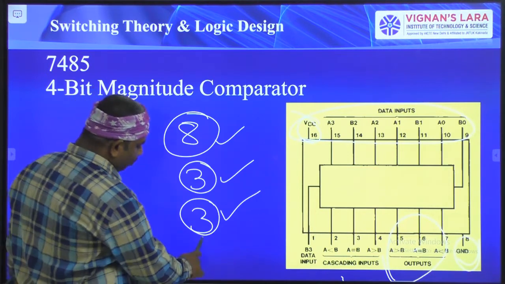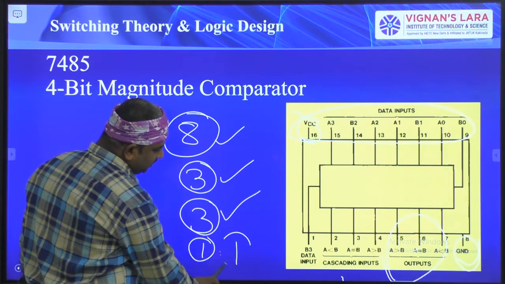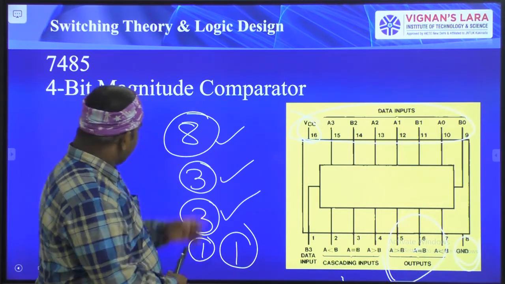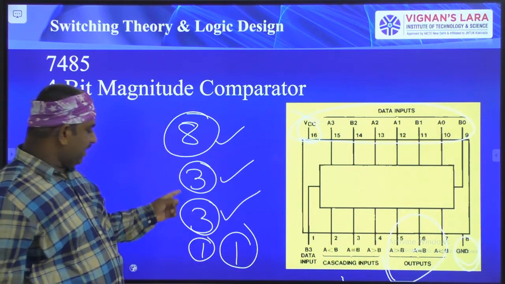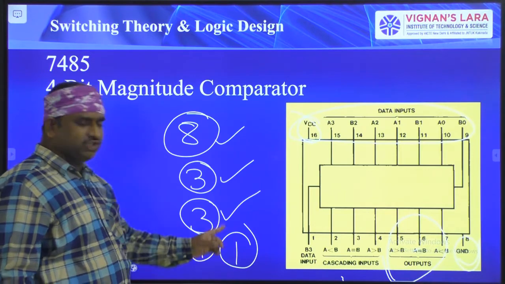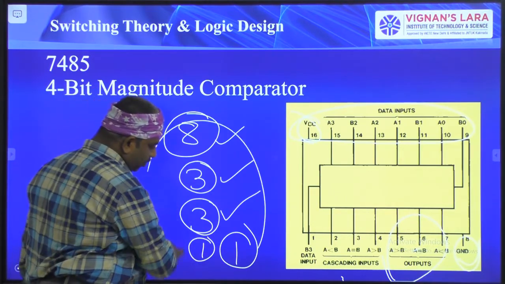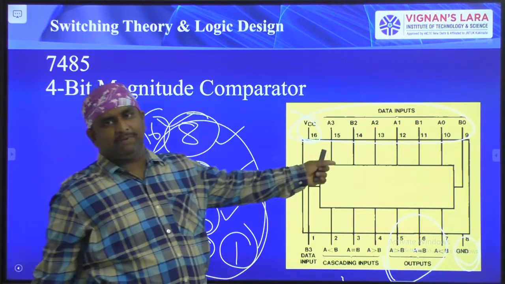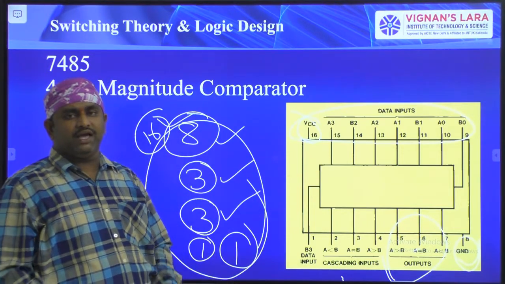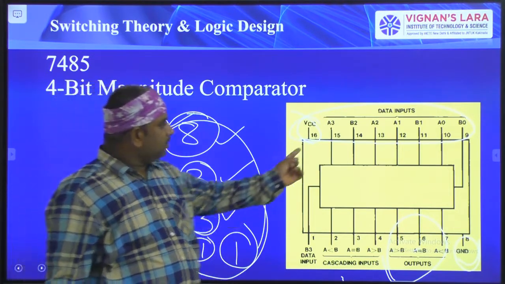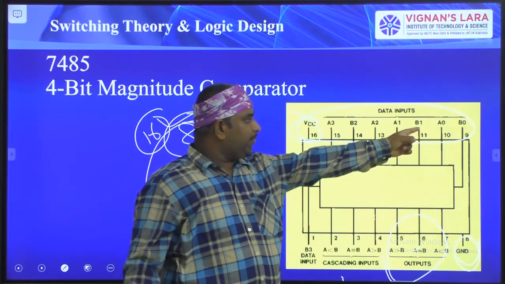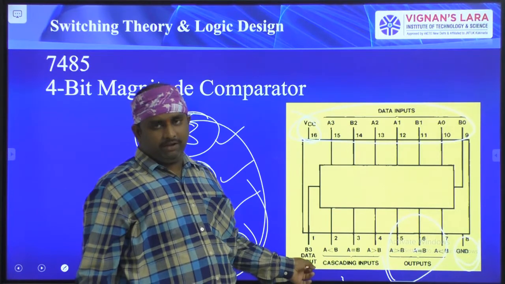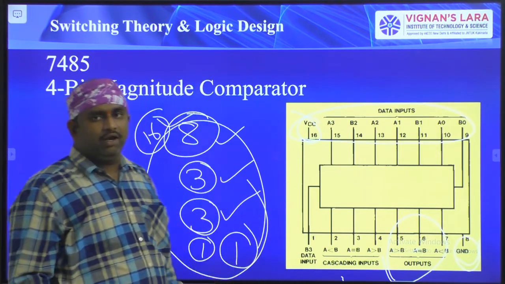And next, 1 ground pin and 1 VCC pin. So total, 8 plus 3 is 11, 11 plus 3 is 14, 15, 16. Total 16 pins are over. So this is a 16 pin IC. IC 7485 is a 16 pin IC. See here, A0, B0, A1, B1, A2, B2, A3 and B3 are here. This is the data input.